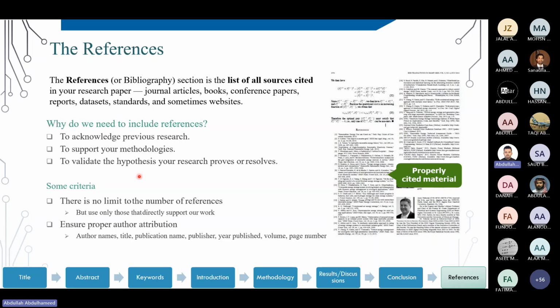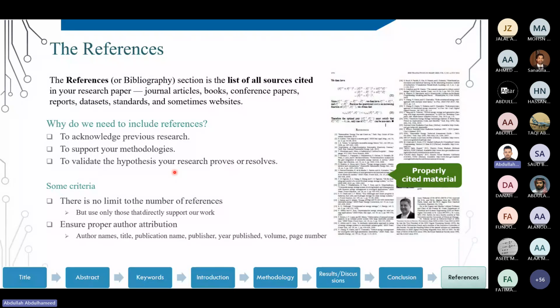Number three, to validate the hypothesis, your research proves or resolves. You have a hypothesis, you have a research problem, and you have an idea. So at the result and conclusion section, you have a result, right? So you want to convince the reviewer or the readers that your result is actually good. So how can you validate it? How can we know that your result is true or false? How can we know if this result is actually a good result or maybe a bad result?